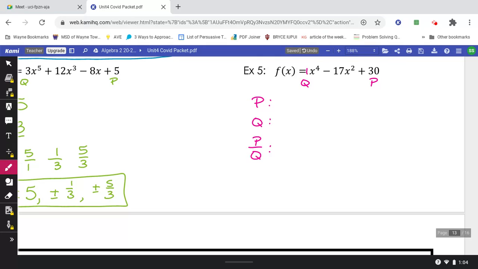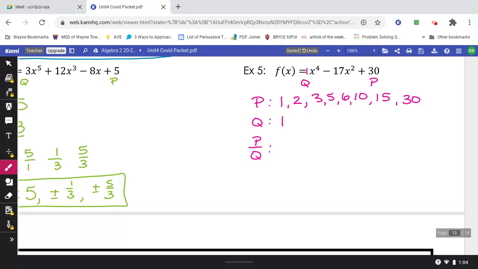Numbers that multiply to make 30, there's a lot of them. Let's see, 1 times 30, 2 times 15, 3 times 10, and 5 times 6. Numbers that multiply to make 1, just 1.